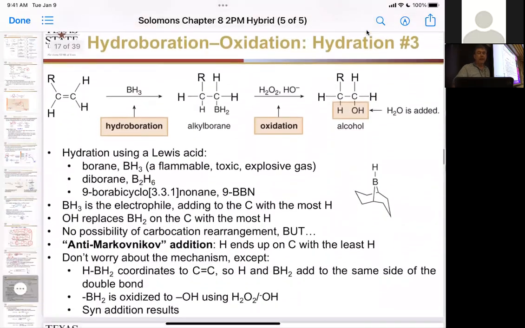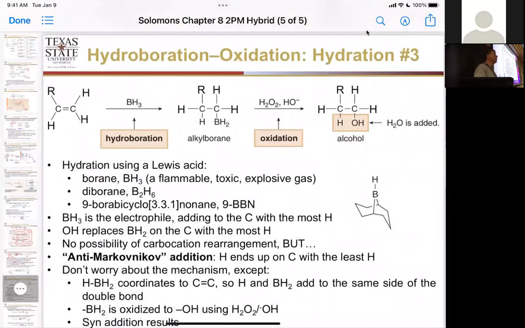The third type of hydration is what we call hydroboration oxidation. What we're going to do is add borane across the double bond selectively, and then oxidize the boron off to give us our final product. In this case, we're going to use a variety of reagents like borane, which is BH3, diborane, B2H6, and occasionally you'll see 9-BBN in the homework.